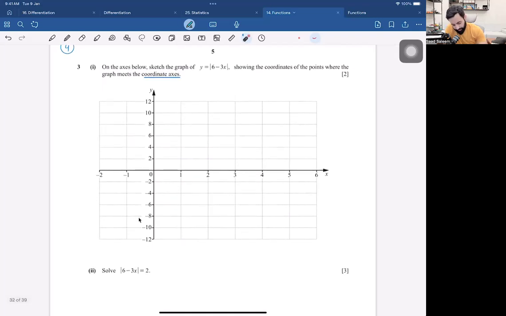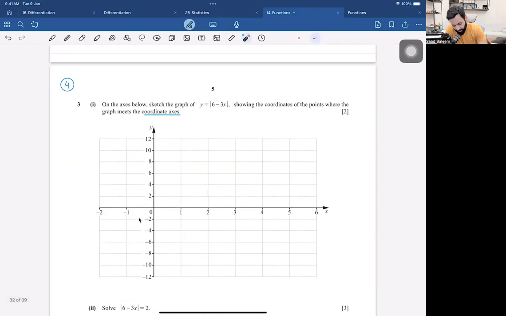So as always, we start with finding the x coordinate of the vertex, which means equating 6 minus 3x to 0. What's x equal to? x is equal to 2. If you plug that back into the function, you will get 0. So that means the coordinates of the vertex are 2, 0. Now, there is no range that's given.